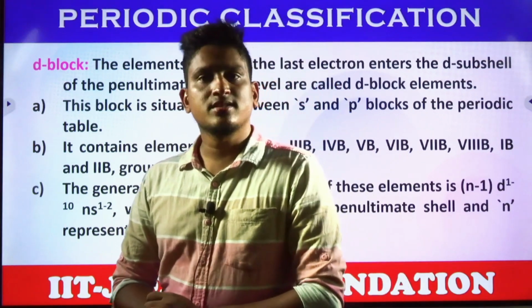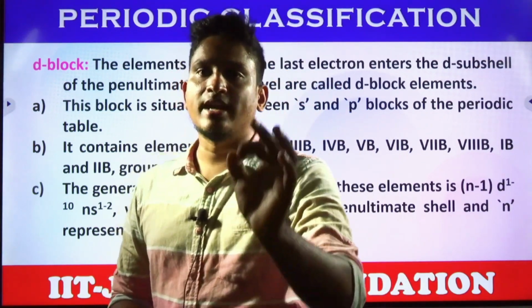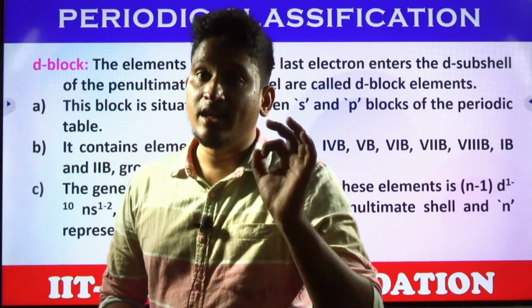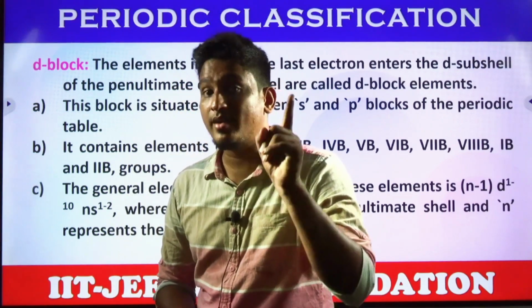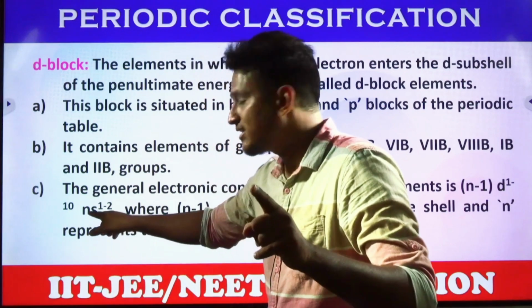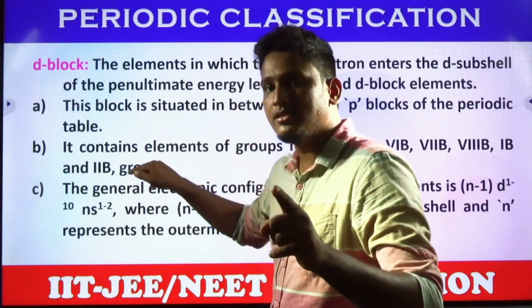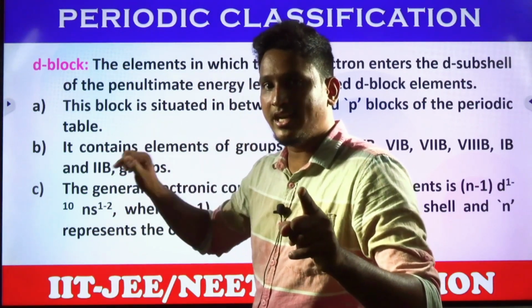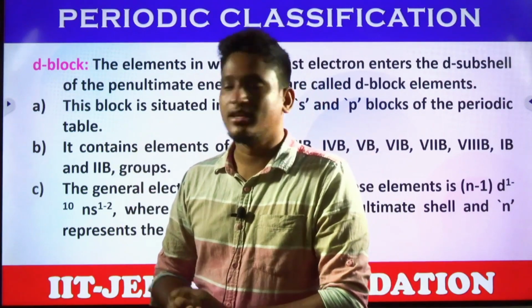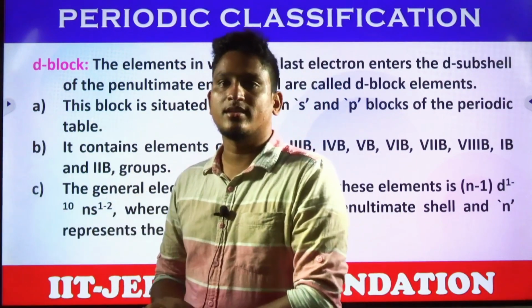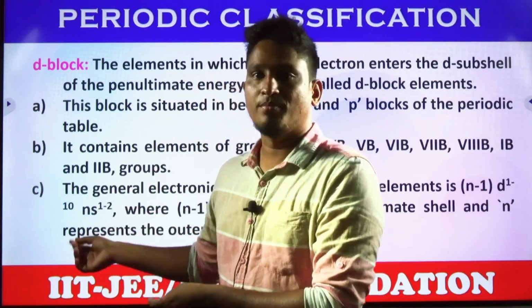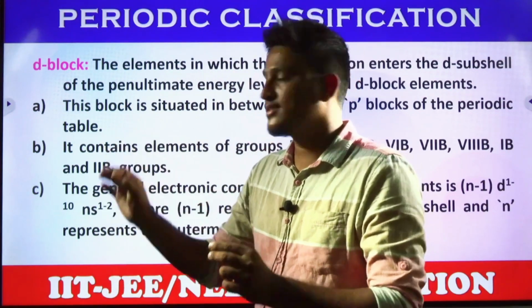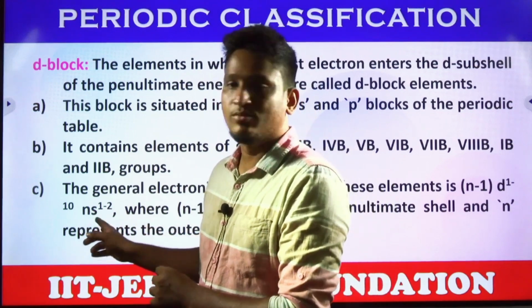Why? Because, students, if you want to write the configuration of 3D, when will 3D start? After 4s. The valence shell is not 3, students, the valence shell is 4s. So NS means 4s. N-1 means 4 minus 1, or not? Then you will get 3D, or not? That's why N-1. 1 to 10 means 10 electrons can be there. And 1 to 2 means there are some exceptions like chromium and copper configurations because of electron excitations. So it is NS 1 to 2, students.